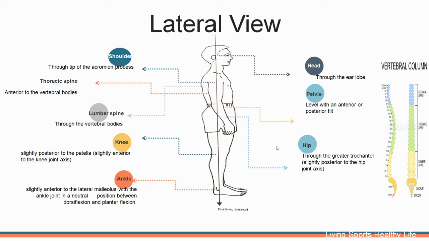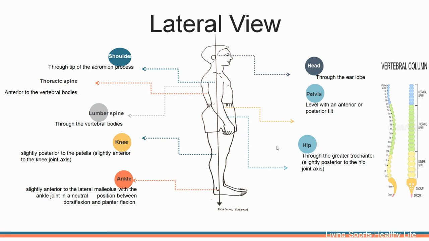Lateral view. In the standing position and viewed from the lateral position, the plumb line should be aligned so that it passes slightly in front of the lateral malleus, as we can see in the figure. For ideal posture, the body segments should be aligned so that the plumb line passes through the landmarks listed in the figure as follows. Head: it passes through the ear lobe.